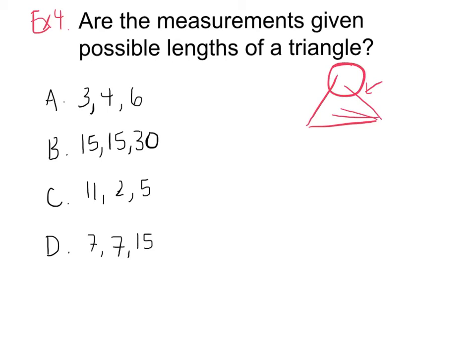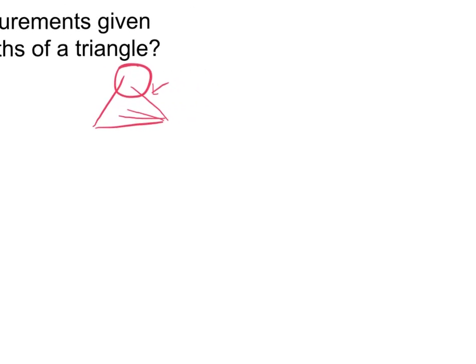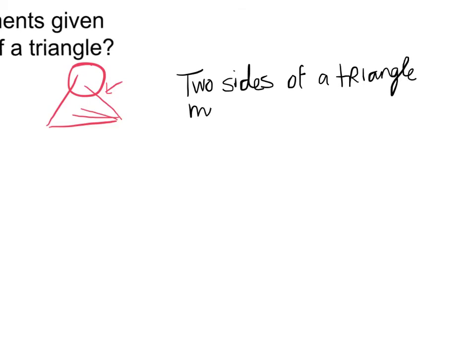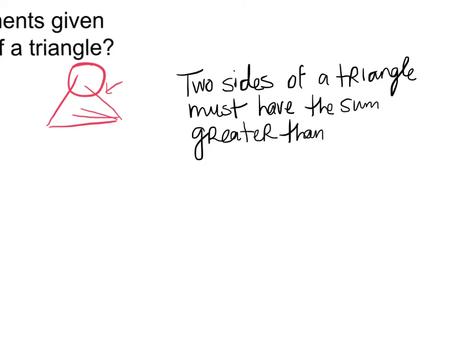So this actually leads to a theorem. So let's move this kind of to the side for a second and write this down. So here's what it says. 2 sides of a triangle must have the sum greater than the third side.